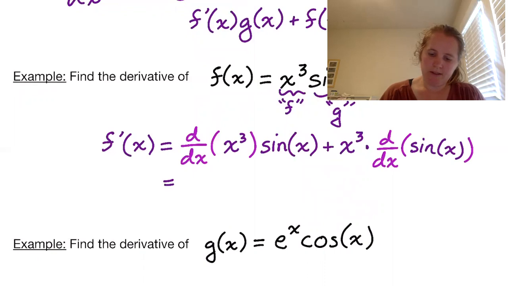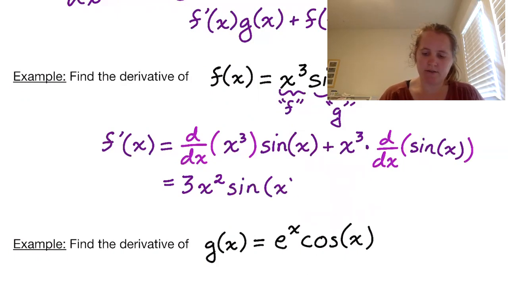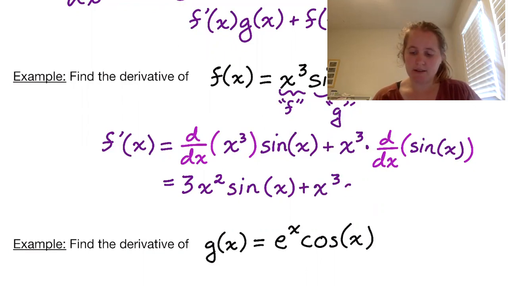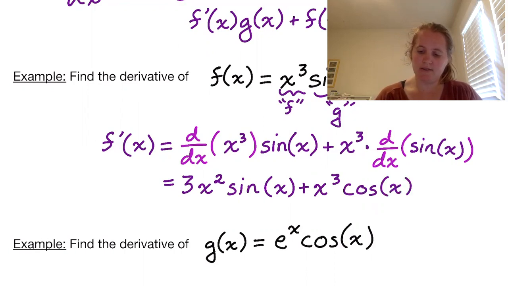So this becomes 3x squared by the power rule times sine of x plus x cubed times the derivative of sine, which is just cosine of x. I like to do some sort of notation just to remind myself that I still need to take derivatives, whether I use a different color, whatever we use. Once you've taken those derivatives, then we're set. You may need to do some simplification. In this case, we're as simplified as we can get.